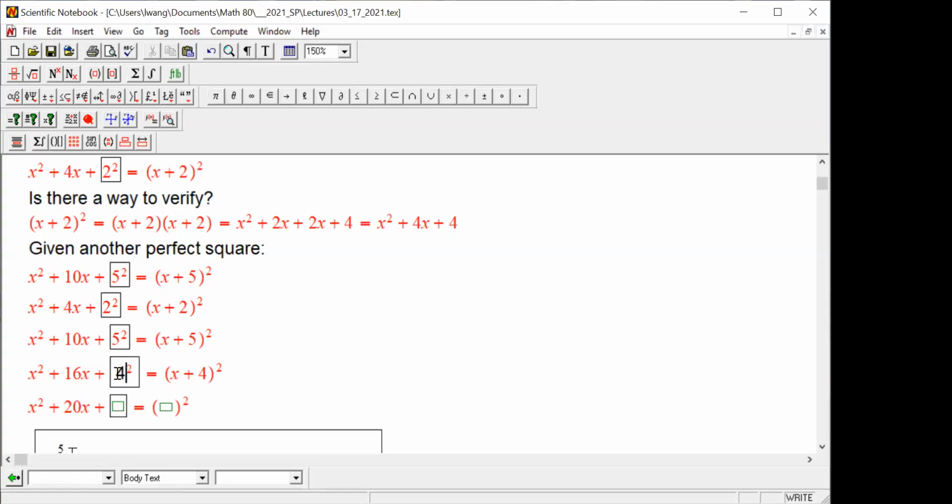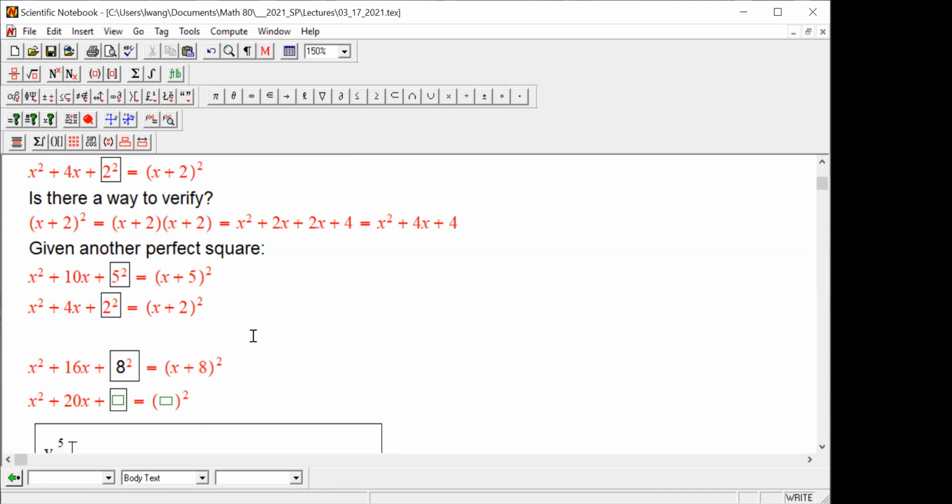Okay, was 4 correct? No, 4 was not right. I thought it was 8 squared, but I don't know. It's 8 squared. It's not 8. I'm sorry. I obviously needed a break. Okay, 8 squared, half of 16. So you guys see that? 5 is half of 10, 5 squared. 2 is half of 4, 2 squared.